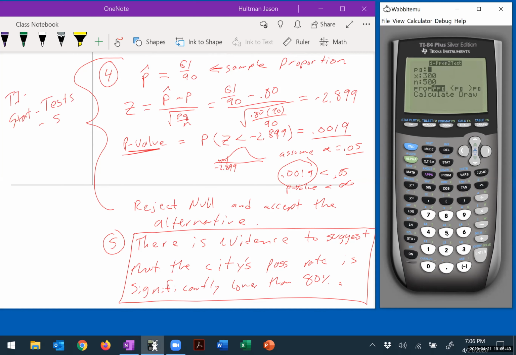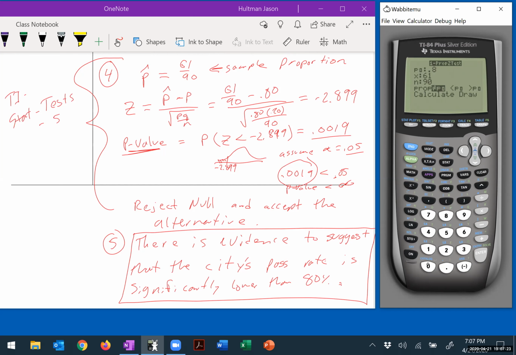Let's hit number 5, and it asks what your null proportion is. My null proportion was 80%. That's what I was comparing against, the claim. My null is the claim. What's X? X is the number of successes that I got, the number on top for the sample proportion. That's 61. I got 61 passes out of 90 total trials. That's about 67%.